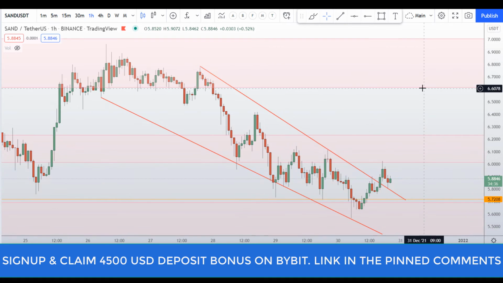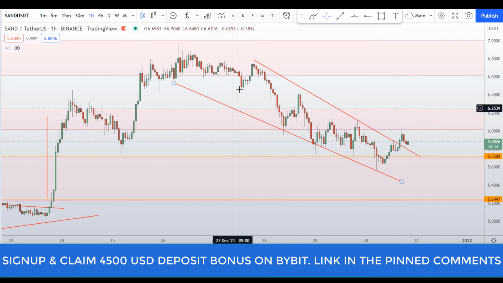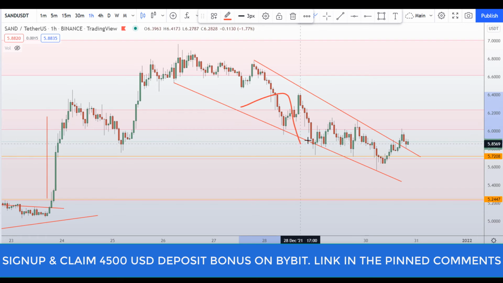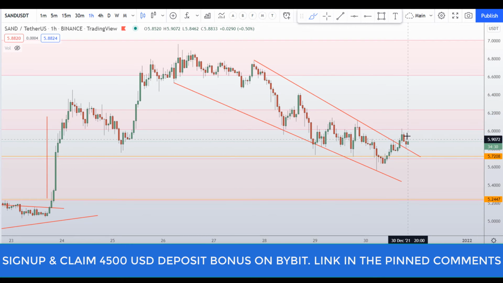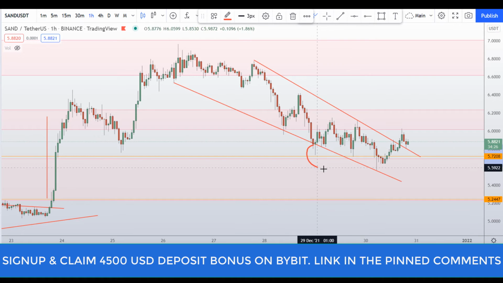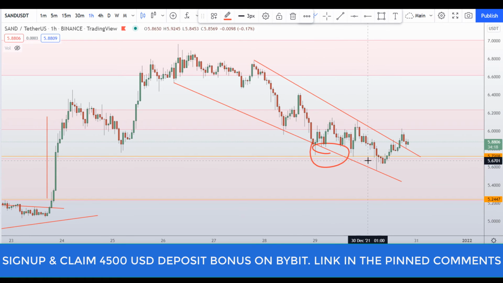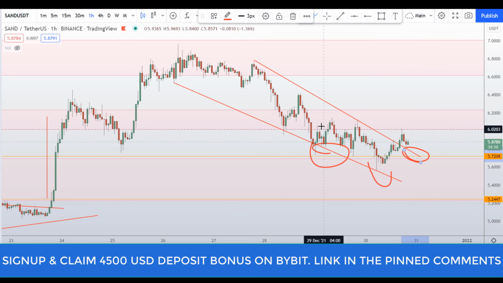All right. And besides falling wedge pattern, I can see a potential head and shoulder pattern as well on the 1-hour time frame. This whole area could be the left shoulder like this, and this is the head, and this could be the potential right shoulder is in the formation.